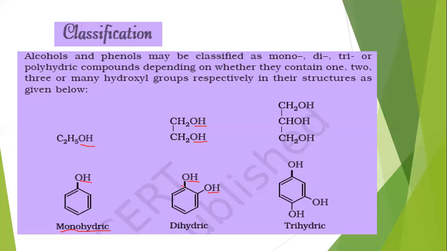hydrogen from this carbon and hydrogen from this carbon, both hydrogens are replaced by two hydroxyl groups. So it is a dihydric compound. So these are dihydric compounds.